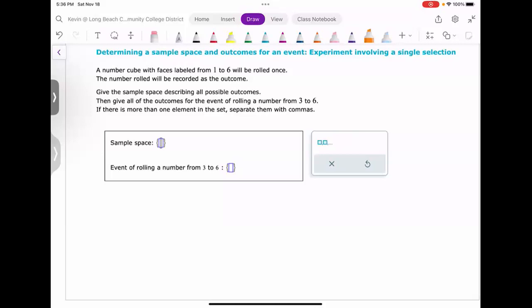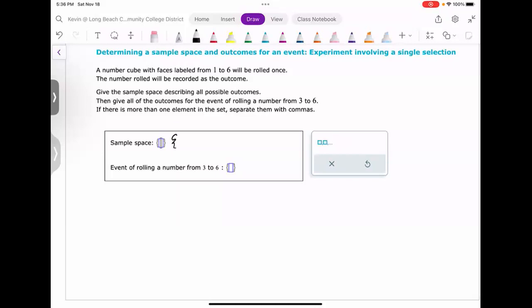A number cube with faces labeled 1 through 6, that's a die, like a regular 6-sided die, will be rolled once. The number rolled will be recorded as the outcome. Give the sample space describing all possible outcomes, then give the outcomes for the event of rolling a number from 3 to 6. So let's see what the sample space is.